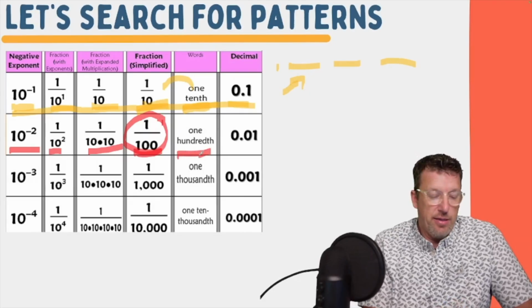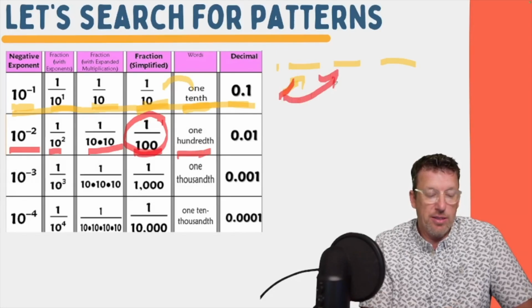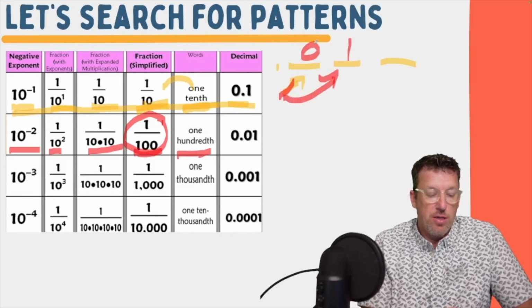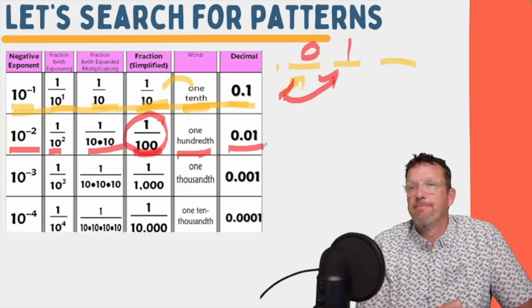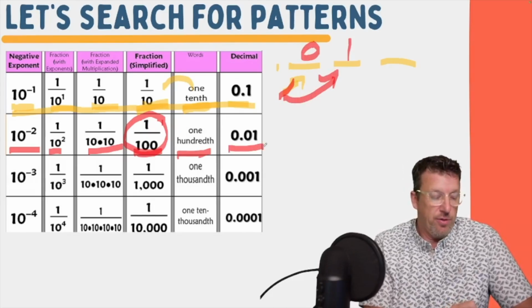1/100th. That helps tell us where the decimal is going to go. The first place is tenths. The second place is hundredths. That's where our 1 goes. So now we have 0.01. Okay, now we're looking for patterns, right? Let's go to the next one.